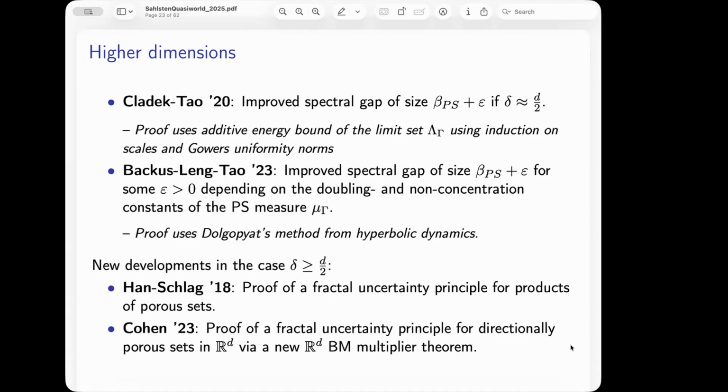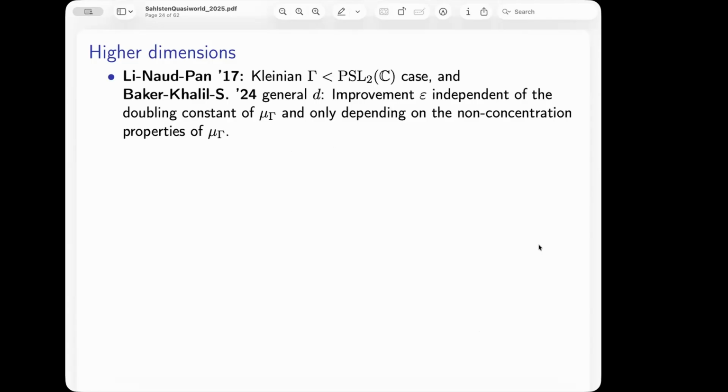But the remaining question that we are addressing here is how to make this improvement basically independent of the doubling constant, which is the high-dimensional thing. So we need the Fourier decay. First of all, in the PSL2C case, the Kleinian case, this was done by Lee, Naud, and Pan in 2017. And recently we did this with Simon Baker and Osama Khalil. We get an improvement that is independent of the doubling constant, but there is this non-concentration property of the measure: how much mass it gives to hyperplanes in a small neighborhood sense.